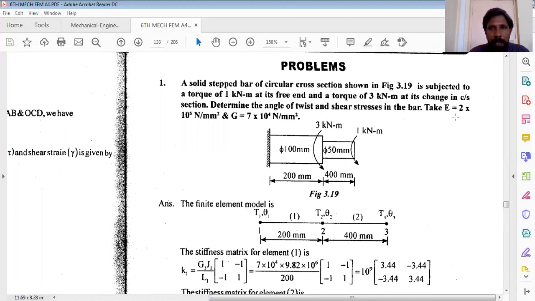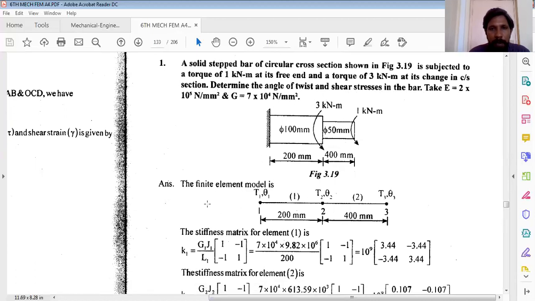It is asked to consider E as 2 into 10 power 5 Newton per mm square, and modulus of rigidity G as 7 into 10 power 4 Newton per mm square. The first step is to formulate the given continuum problem in terms of elements and nodes. The 100 mm shaft is considered as element 1 and the 50 mm shaft as element 2. The left end is node 1, the center is node 2, and the right end is node number 3.